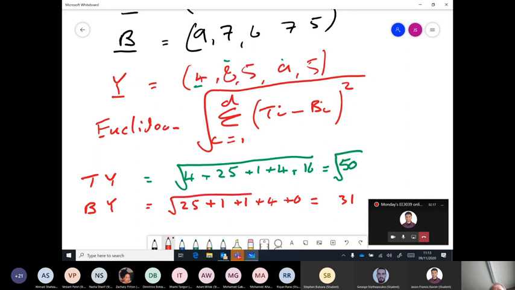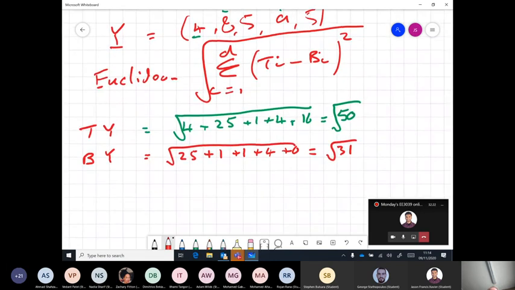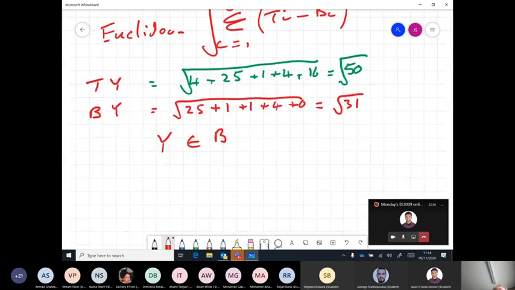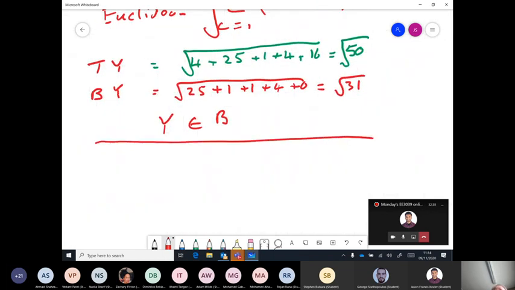Of course, it's square rooted. And so taking those two distances, Y is closer to Biden than Trump. So Y belongs to Biden by the Euclidean distance classifier. Now, let's take the city block.